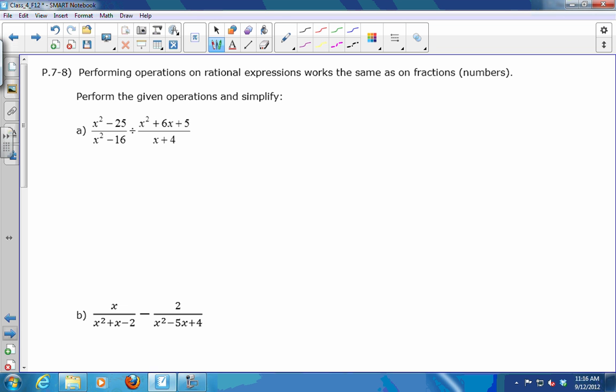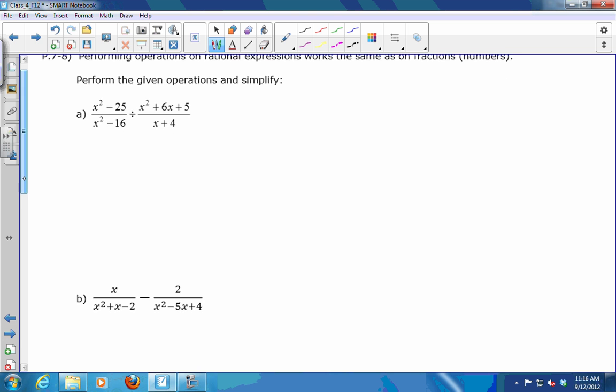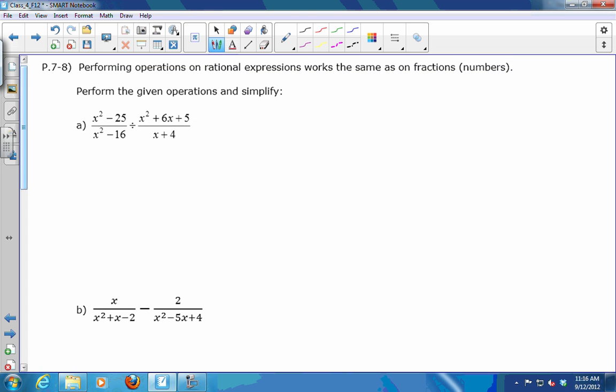Okay, so operations on rational expressions, just like operations on fractions, just now we have letters, variables, unknowns. So if I want to divide two fractions, what's my rule for dividing fractions? Flip and multiply. Flip the second one and multiply them together. So I'm going to write x squared minus 25 over x squared minus 16 times the reciprocal of the second fraction. So this would be x plus 4 over x squared plus 6x plus 5.